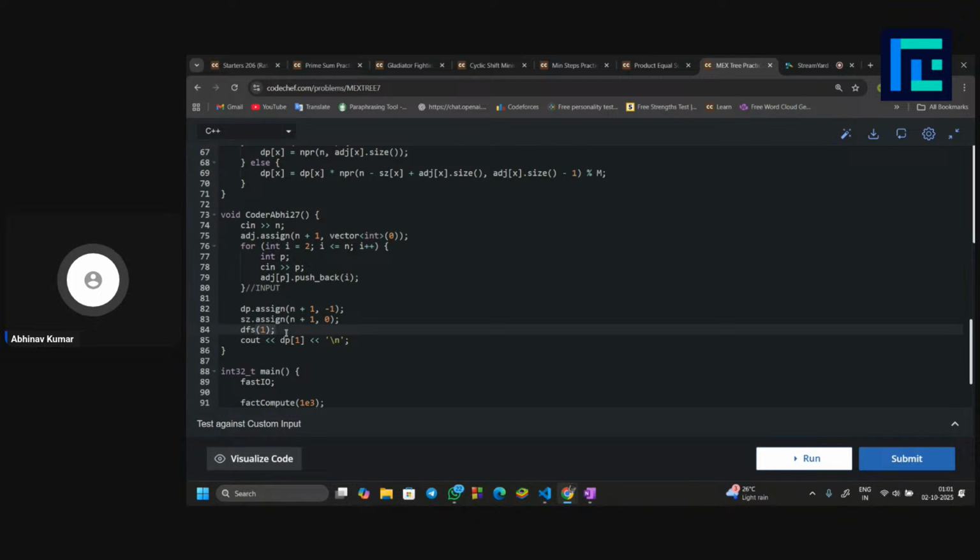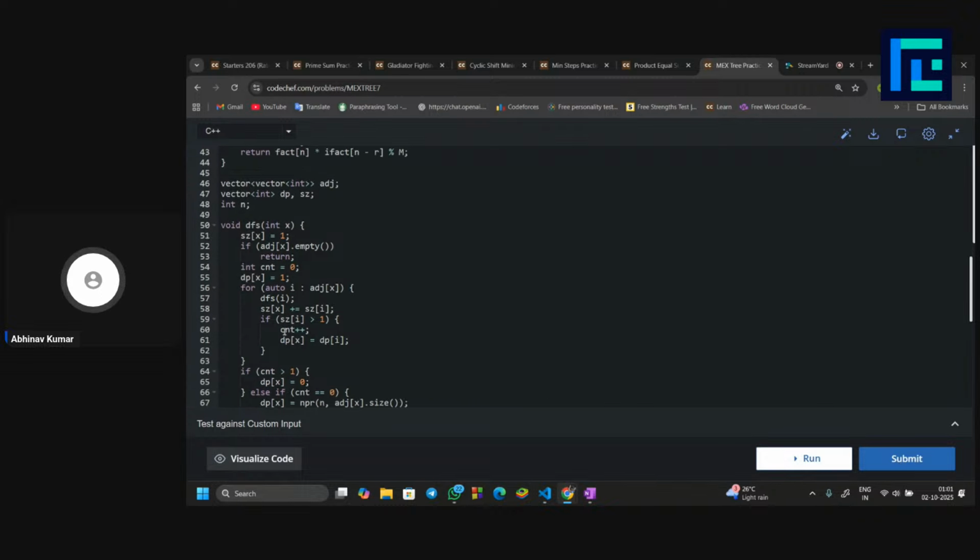I run DFS starting from the root node 1. I'll compute the size of the subtree. The size of the subtree is initially 1, and I iterate through all the values in the adjacency list of X and run DFS. After running the DFS of I, I can update my size of X plus equal to size of I. This way I'll update the subtree size of X. Okay, so this way I calculate the subtree size of X.